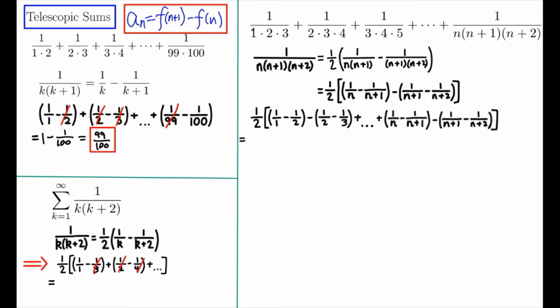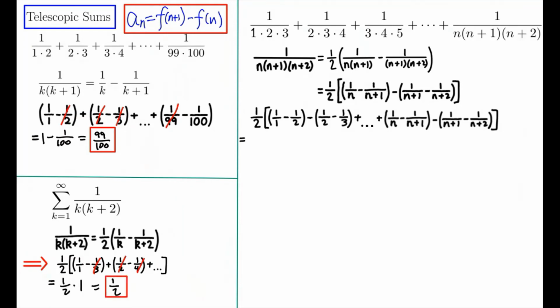This time our last number is 1 divided by infinity, which, as you probably know, in fractions, the bigger the bottom number, the smaller the fraction gets. So 1 divided by infinity is so small that it's pretty much just 0. So we're not going to count it. Now we're left with 1 half times 1, which is 1 half. And there we go, that's our answer to our second example.